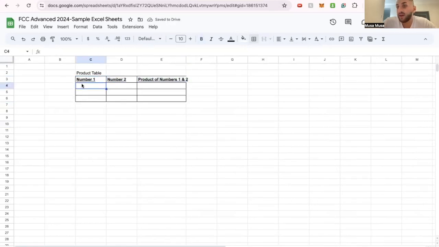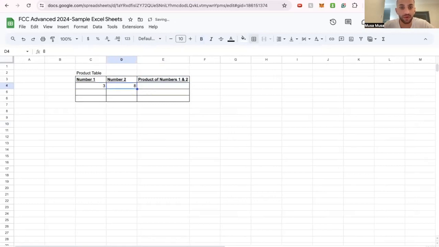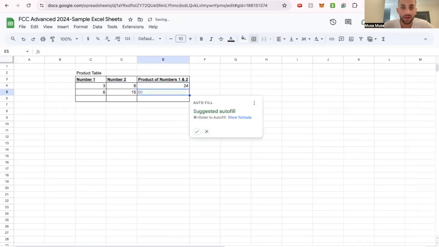So let's say I have a certain number here, 3, and I have another number here, 8. And I want this cell to automatically tell me what the product of 3 and 8 would be. I can't just put 24, because if I have more numbers here, let's say 6 and then 15, it doesn't know necessarily what to do. What you can do here is put equals this times that. So star means times. You get 24. I'm just going to ignore that for a moment.